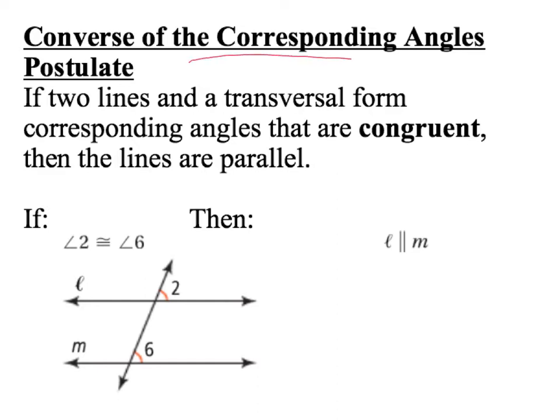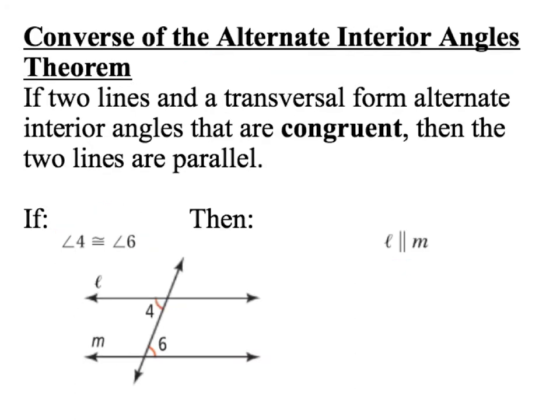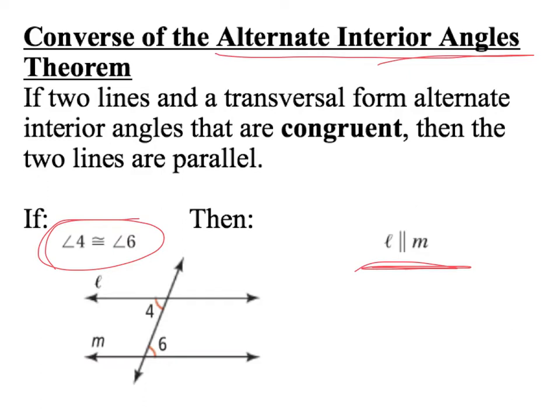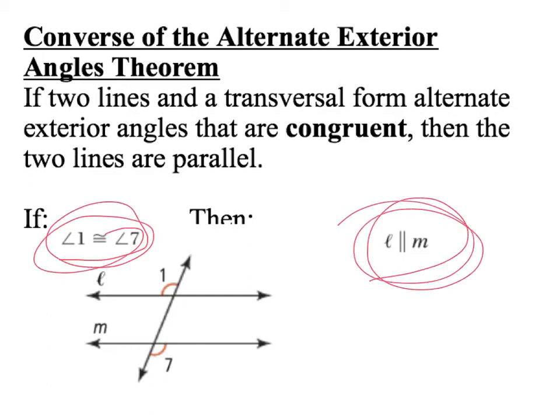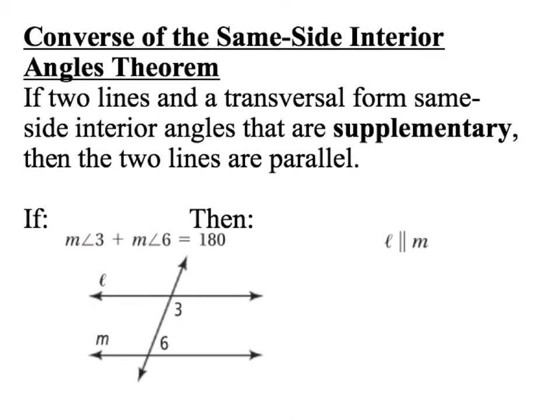So, converse of corresponding angles: if we know that corresponding angles are congruent, then we know the two lines that help create them are parallel. If we know two alternate interior angles are congruent, then we know the two lines are parallel. So again, it's just flip-flopping, or the converse of the statement. If we know that two alternate exterior angles are congruent, then we know the two lines are parallel. Finally, if we know that same side interior angles are supplementary, then we know the two lines are parallel.